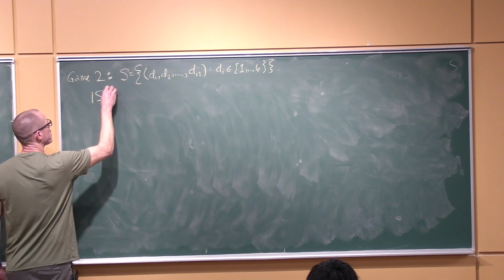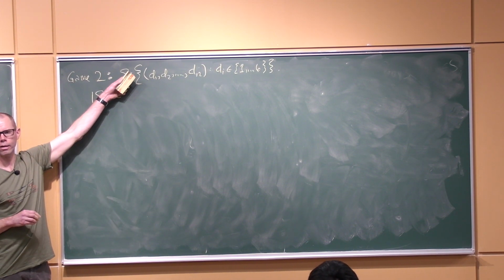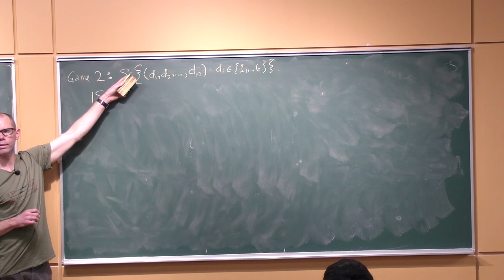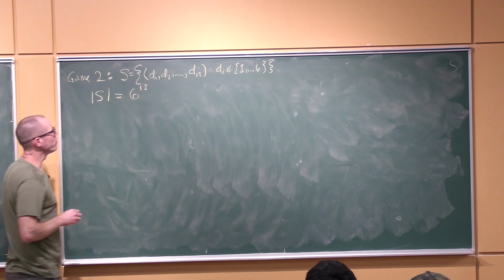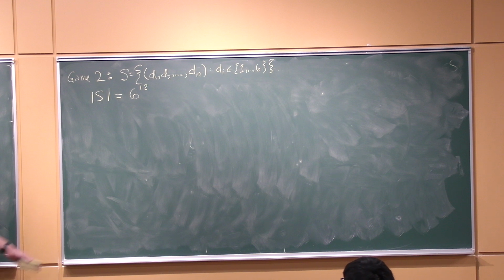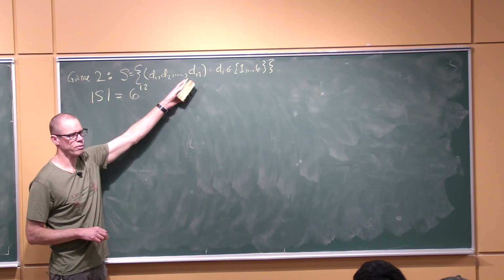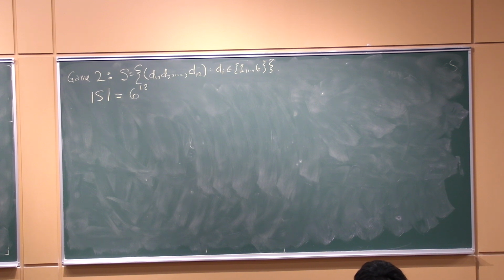So the size of S, if we use the product rule, now there's a chance we can make a mistake. What is it? Is it 6 to the 12 or 12 to the 6? 6 to the 12. Good. At least those of you who spoke out spoke the right answer. I don't know what that means about the rest of you. 6 to the 12 because I have 6 choices for this, times 6 choices for this, times 6 choices for this, times 6 choices for this. That's 12 sixes multiplied together, which is 6 to the 12.